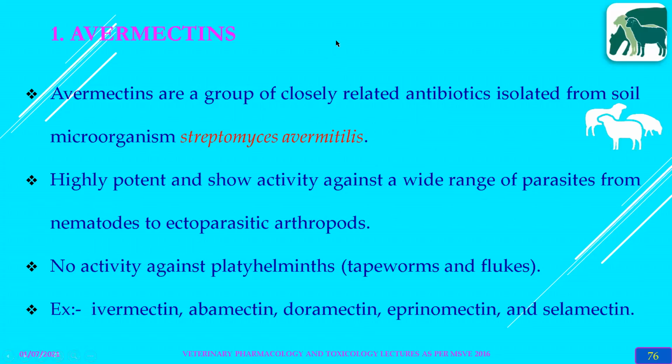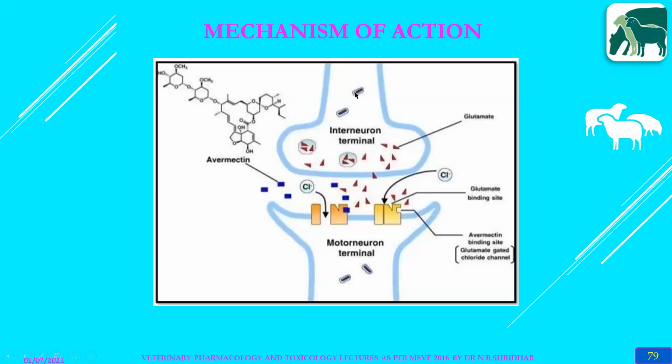So here the mechanism of action is dealt with in a diagrammatic manner like this. Here, this is a pre-junctional neuron or interneuron terminal, and here is the glutamate, which is released after the exocytosis of the vesicles. Then apart from this one, the glutamate-gated or GABA-gated chloride ion channels will be opened by specific binding of the ivermectin on the particular site.